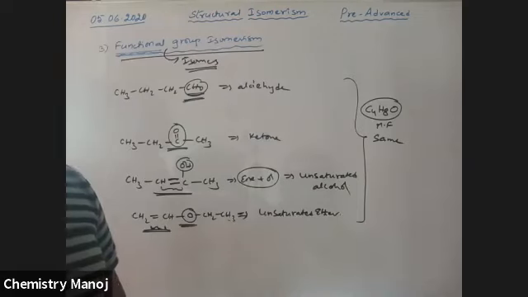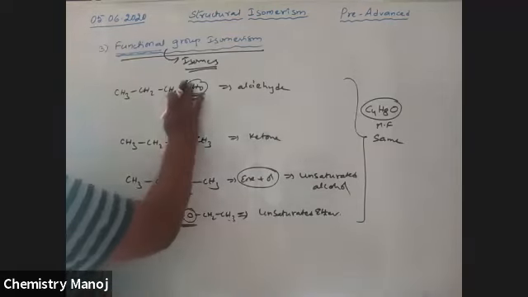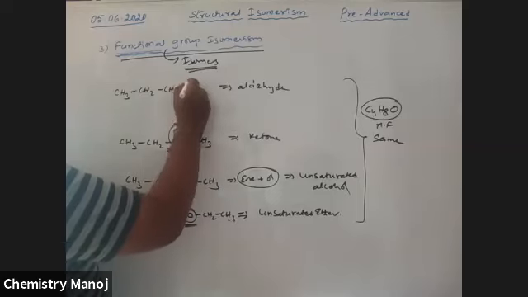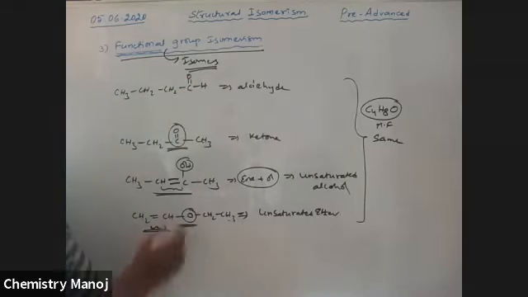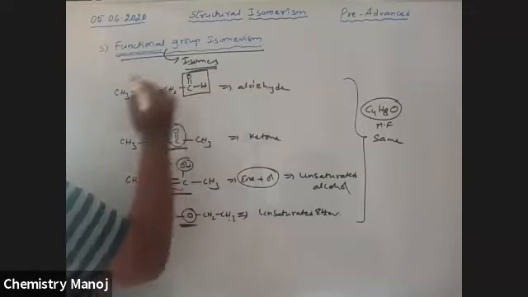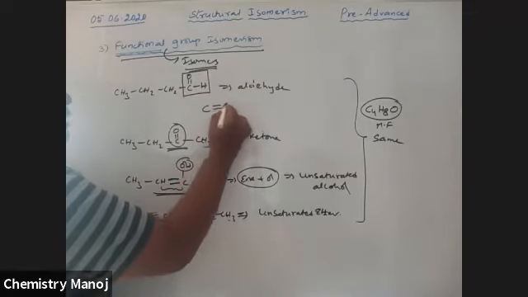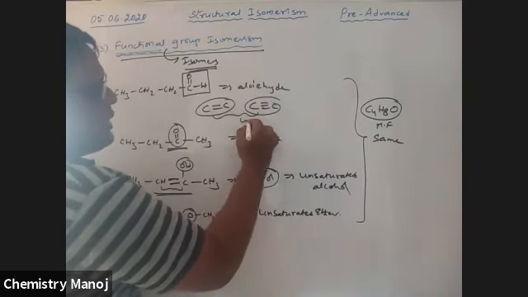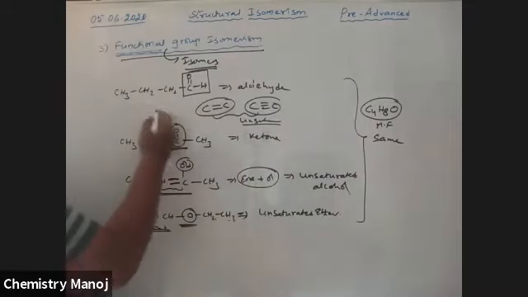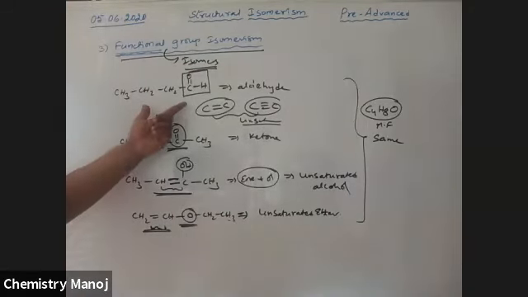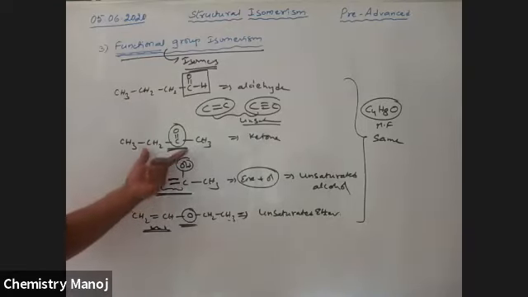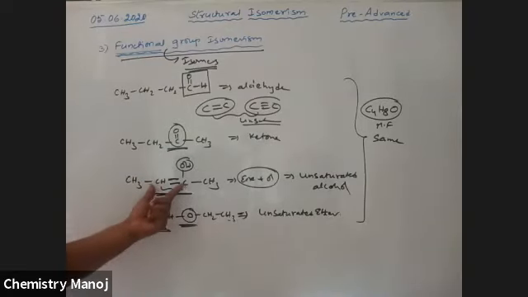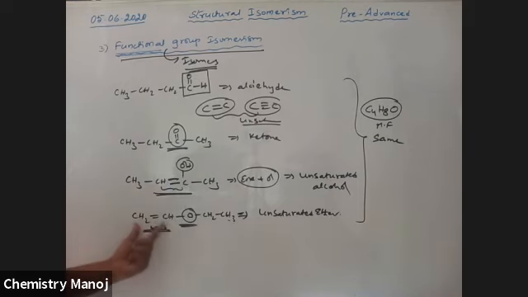The structure of an aldehyde has C double bond O and H. Unsaturation means a double bond or triple bond between carbon and carbon. Is there any C double bond C here? Or C triple bond C here? No, so it is not unsaturated, it is saturated. Here a C double bond C is there, that's why it is unsaturated.